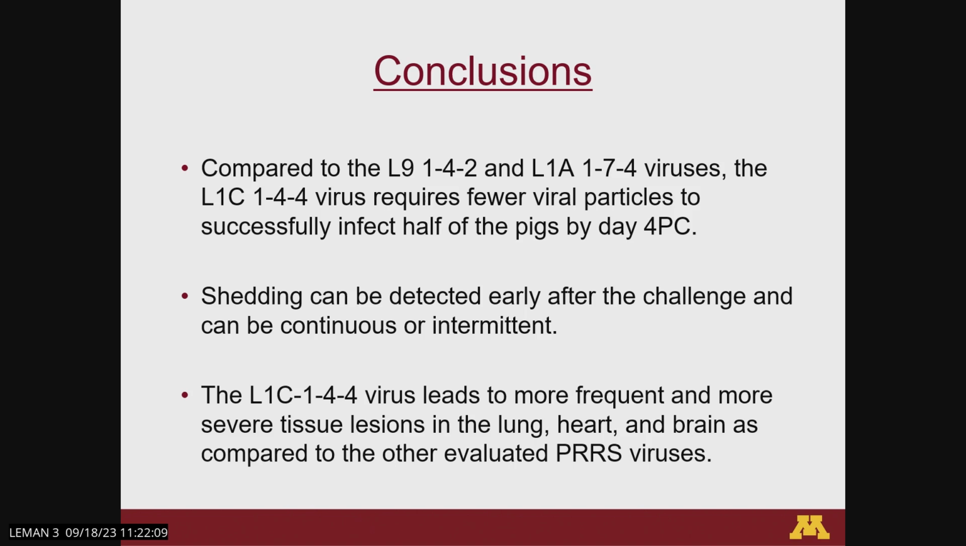And some conclusions. For the first objective, yes, compared to the 142 and the 174, the variant L1C144 needed fewer viral particles to successfully infect half of the pigs at day 4 post-challenge. And shedding can be either infrequent, intermittent, or it can last until day 30, which was the last sampling day. Also, this variant has more frequent and more severe tissue lesions in the lung, heart, and brain compared to other PRRS viruses that we assessed.